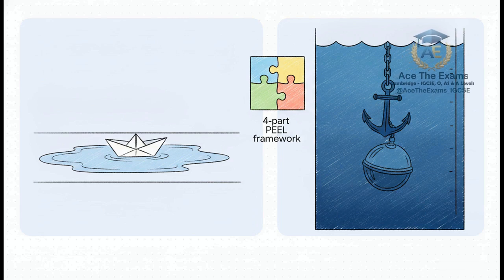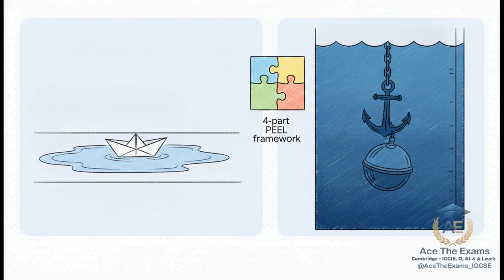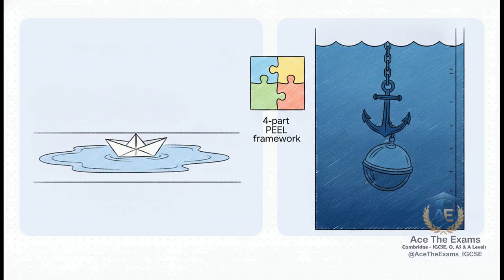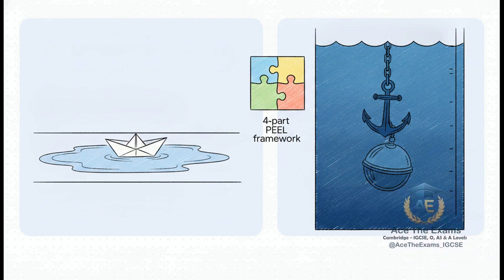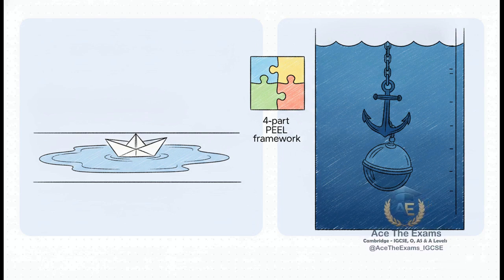To bridge this massive gap, you need a framework. You need the PEAL framework. P-E-E-L. Point, Evidence, Explanation, Link. Top students structure absolutely every analytical answer this way. You make your point about abstraction, you provide evidence directly from the scenario given in the exam prompt, you provide a detailed explanation of how the computer science theory applies to that evidence, and finally, you link it all back to the specific requirement of the command word.